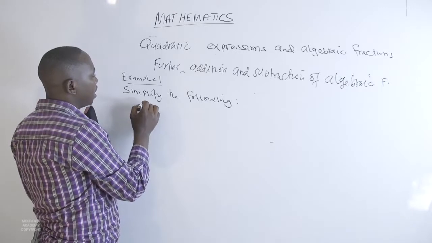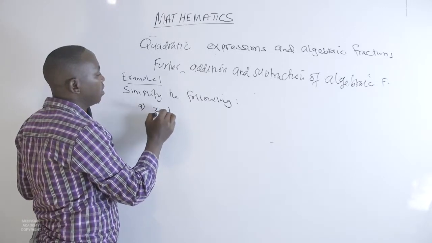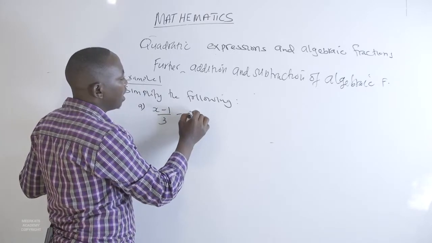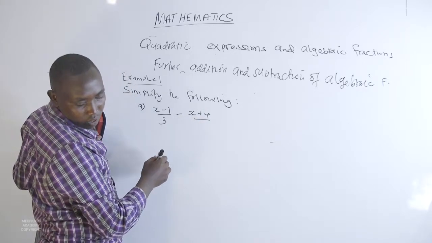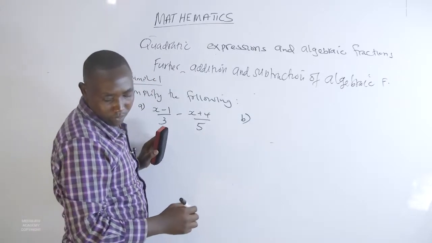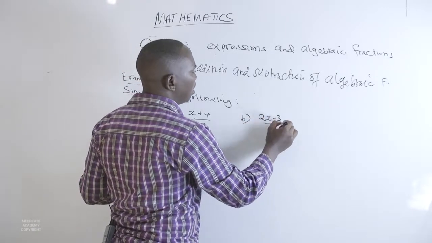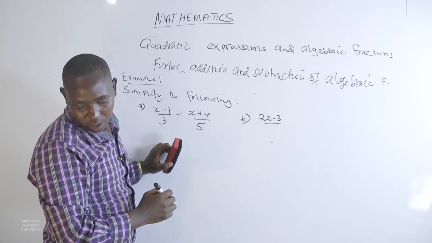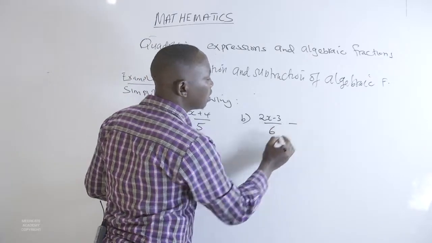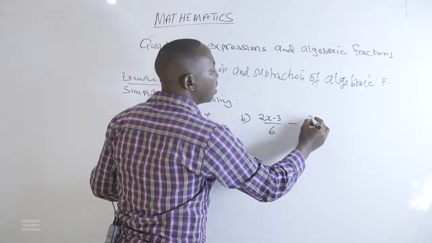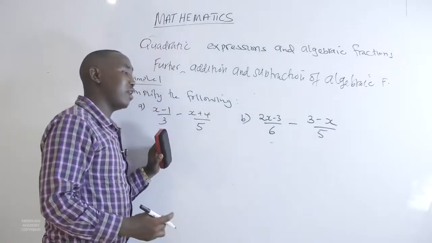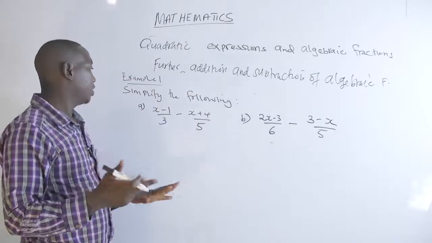We have a, which is (x minus 1) over 3, subtract (x plus 4) all over 5, and b, (2x minus 3) over 6, subtract (3 minus x) all over 5. So let us solve these two.